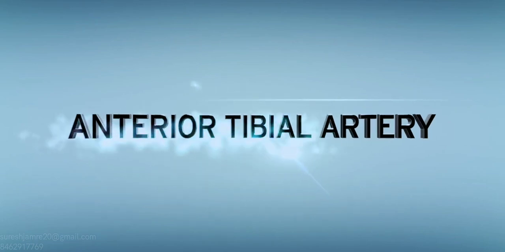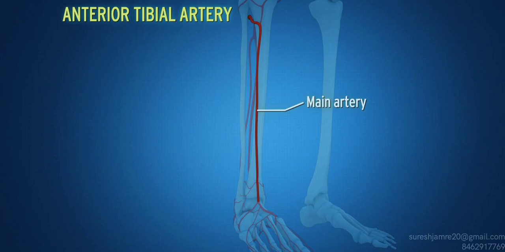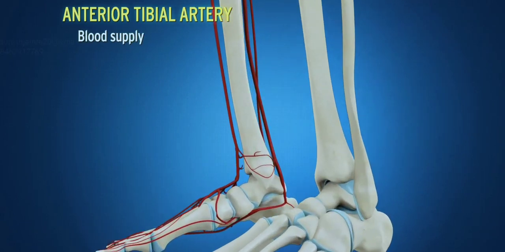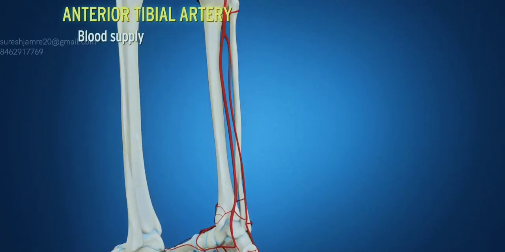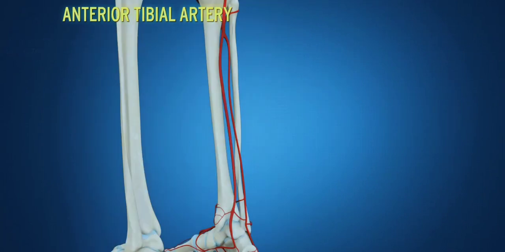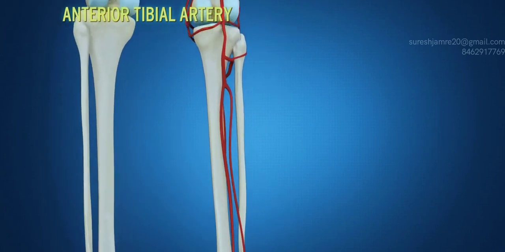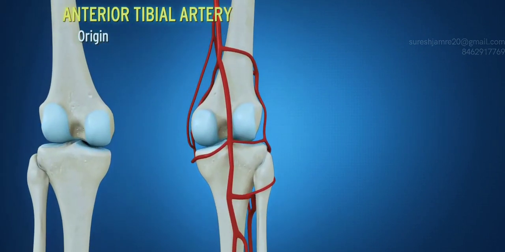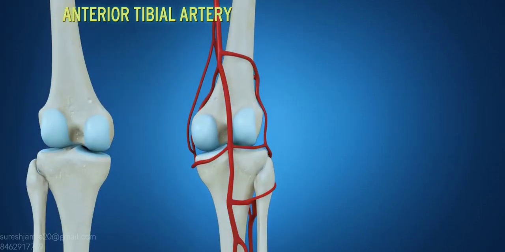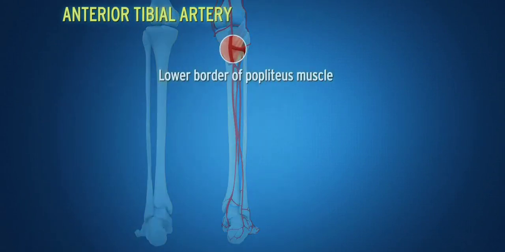Anterior tibial artery. This is the main artery of the anterior compartment of the leg. The blood supply to the anterior compartment of the leg is reinforced by the perforating branch of the peroneal artery, the size of which is inversely proportional to the anterior tibial artery. Origin. The anterior tibial artery is the smaller terminal branch of the popliteal artery given at the lower border of the popliteus muscle.